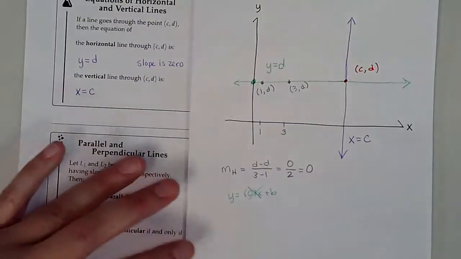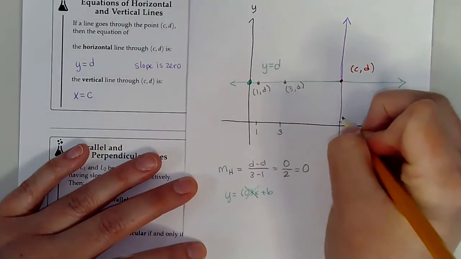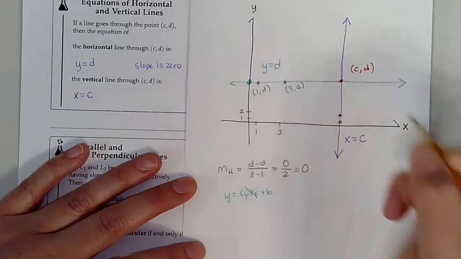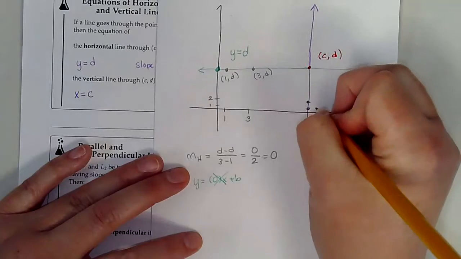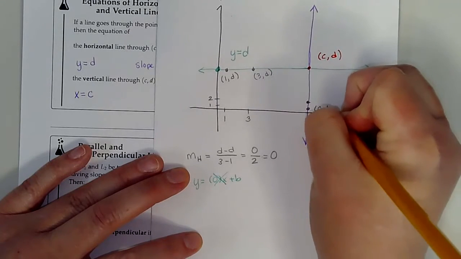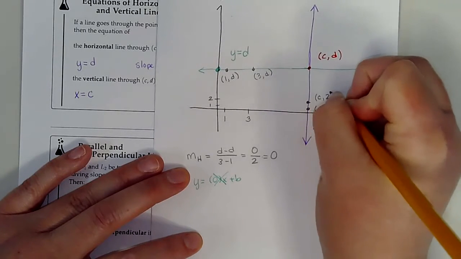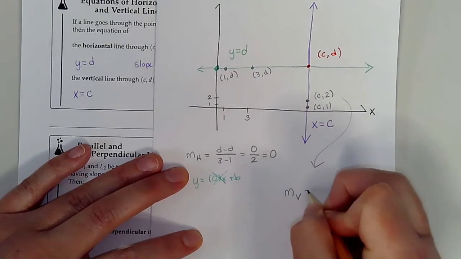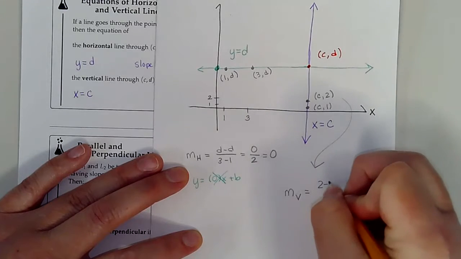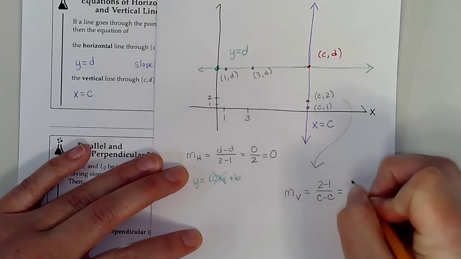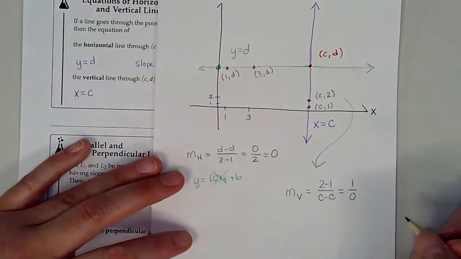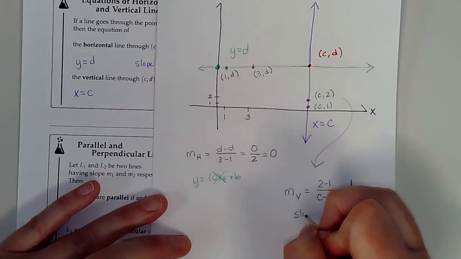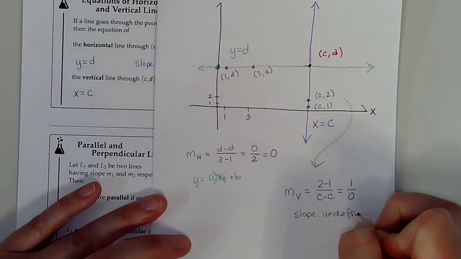And then let's look at the slope for this. So let's pick maybe 2 points on here. We'll correspond them over here. So maybe y is equal to 1 and y is equal to 2. So these points would be c comma 1 and c comma 2. So we find the slope for this. Now of my vertical line, I have 2 minus 1 over c minus c, which is 1 over 0. And that's a big problem. So we can't divide by 0 in mathematics. That's undefined. So our slope on a vertical line is always going to be undefined.